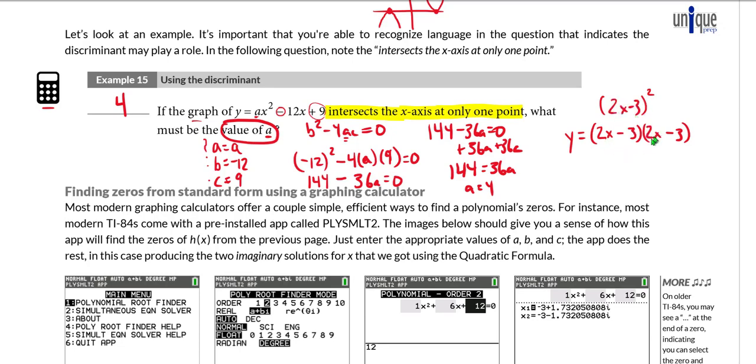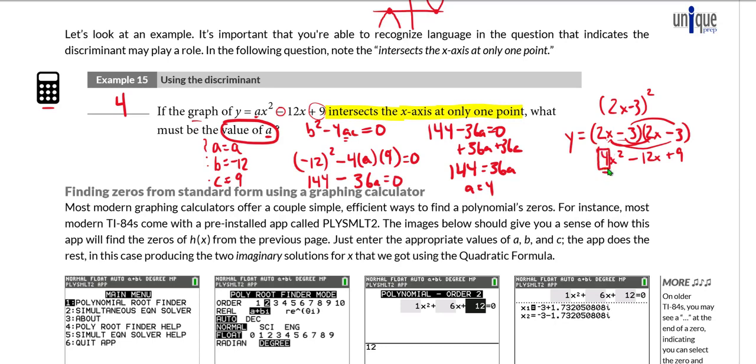2x minus 3, because when you FOIL this out, 2x times 2x is 4x squared. Then you're going to get a minus 6x minus another 6x, right? 2x times negative 3, negative 6x. Negative 3 times 2x, another negative 6x. You will get negative 12x. And then, of course, last terms will be plus 9. So when you FOIL out 2x minus 3 squared, you do indeed get back what we have here. And in doing so, you can see that your a needs to be 4.